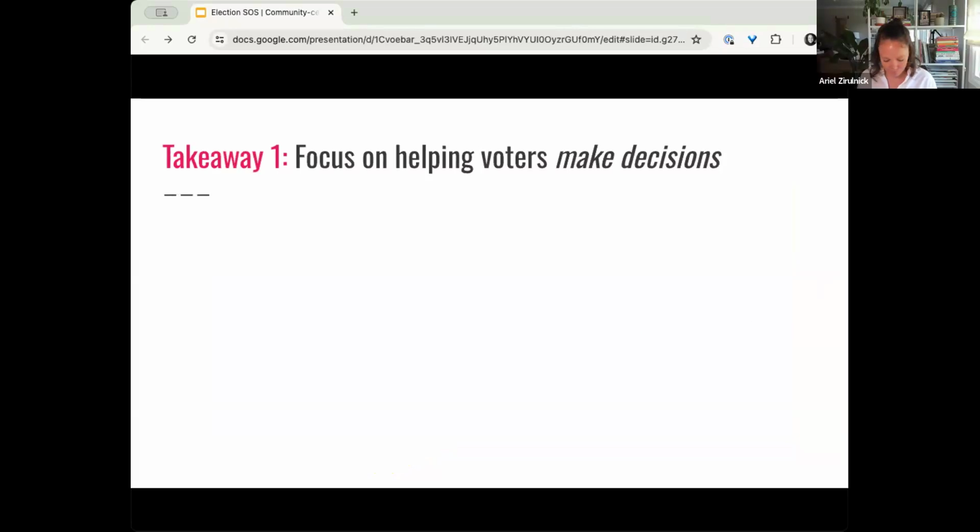And so that's the takeaway for this whole shift in approach: it's really one way to help voters make their decisions and think about their experience.